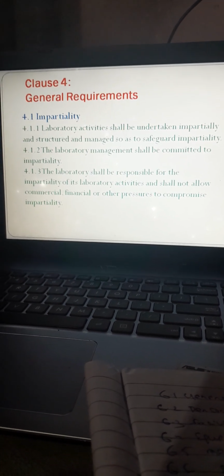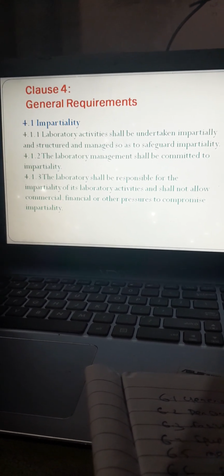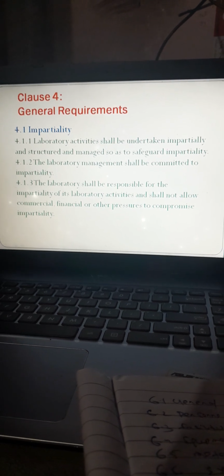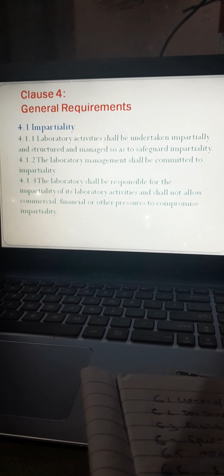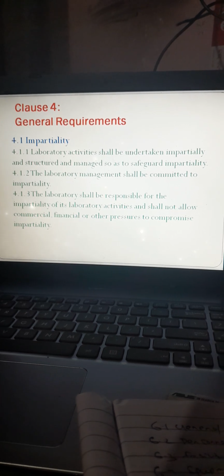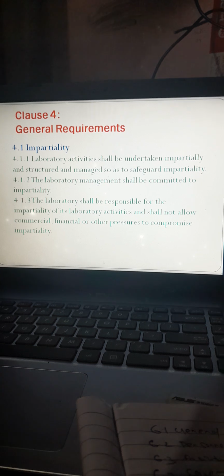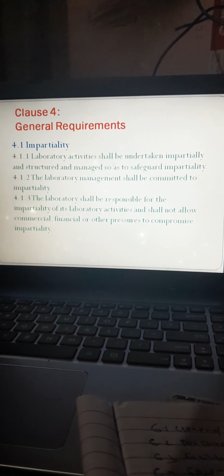Okay, in today's topic, we will discuss the general requirements, which is clause 4. And clause 4 also contains 2 subclauses: 4.1 impartiality and 4.2 confidentiality. And 4.1 also contains 5 subclauses, which is 4.1.1. That means laboratory activities shall be undertaken impartially and structured and managed so as to safeguard impartiality. And 4.1.2 means the laboratory management shall be committed to impartiality.